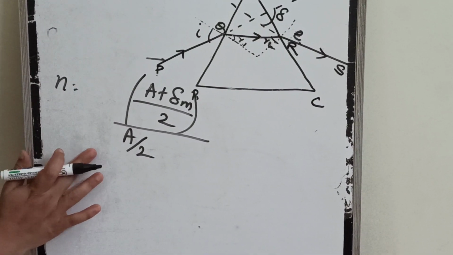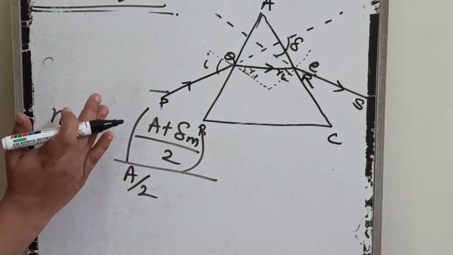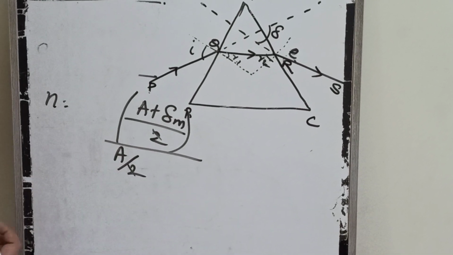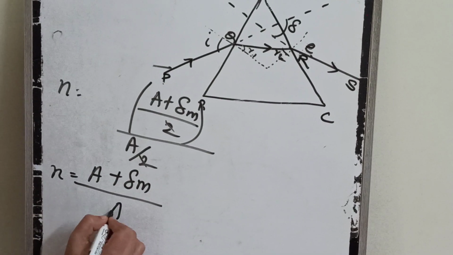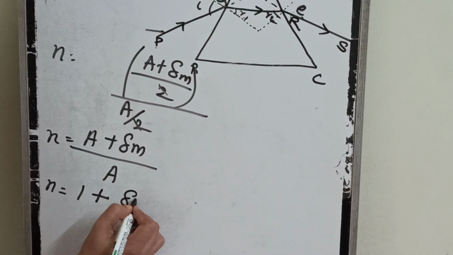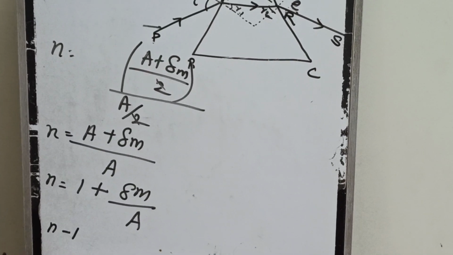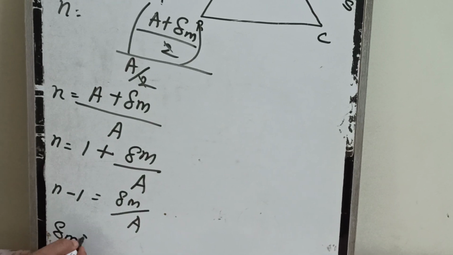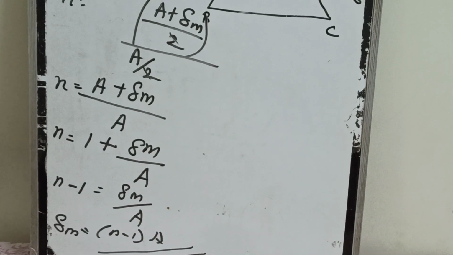I am not striking it off, I am just neglecting, because if it is a small angle, we can change the sin to tan, etc. So (A plus delta m) by 2 by A by 2, the 2 gets cancelled. So the equation will become (A plus delta m) by A. Now n is equal to, I can write, 1 plus delta m by A. So n minus 1 is equal to delta m by A, or what is delta m? (n minus 1) into A. This is the equation we already studied in the last class.